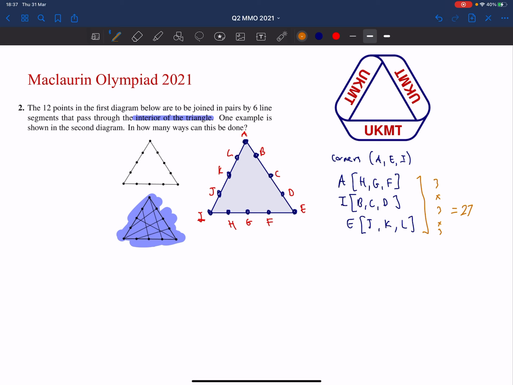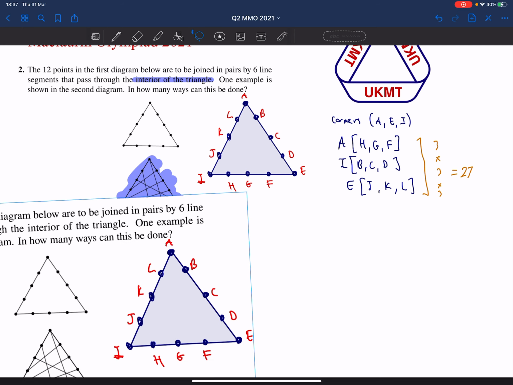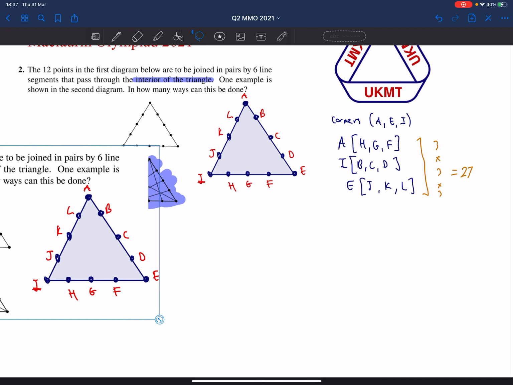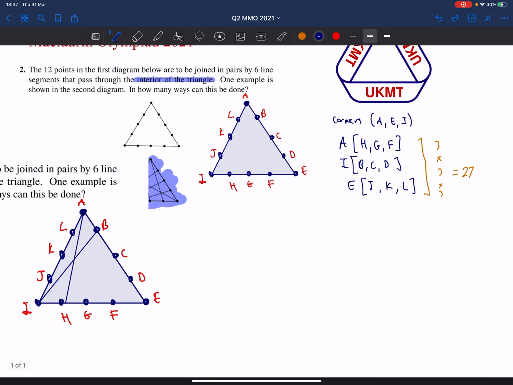And for the other points, let's just make up a scenario. If I just copy my diagram onto here, I ended up copying the whole question, but if we just copy it here, if we say pick I to go to B, A to go to H, and E to go to J, then if we pick another point, K, for example, K has exactly 4 choices. So K can choose C, D, G, and F.